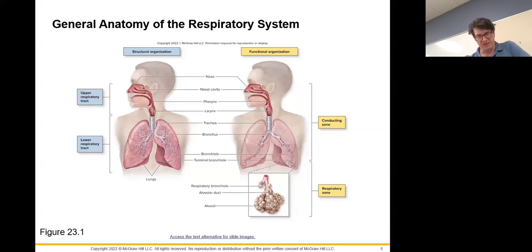Now, functionally, these upper regions, we're going to call this the conducting zone. We're going to call this the conducting zone because we are trying to conduct the air towards the site of gas exchange. Our site of gas exchange, our actual respiratory zone, is going to be down here, where it's only going to contain our respiratory bronchioles. Our alveolar duct is basically a little tiny muscular tube that is going to carry the air down towards the alveoli. The alveoli are these little air sacs down here, these little clusters of grape-looking structures.